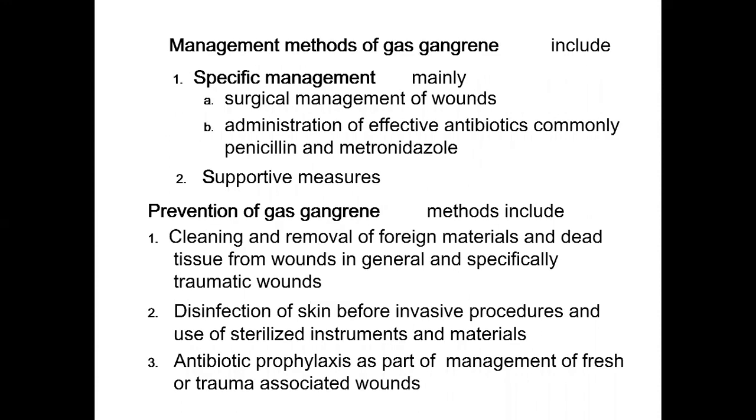Then there are different ways of managing gas gangrene by different people, but among those methods, one is specific management. Here, a surgical approach is important, especially in removing dead tissue from the wound. It should be removed as much as possible. It's what contains the organism, it's what facilitates multiplication and worsens the disease. So surgery is very significant here, and it can even be done repeatedly.